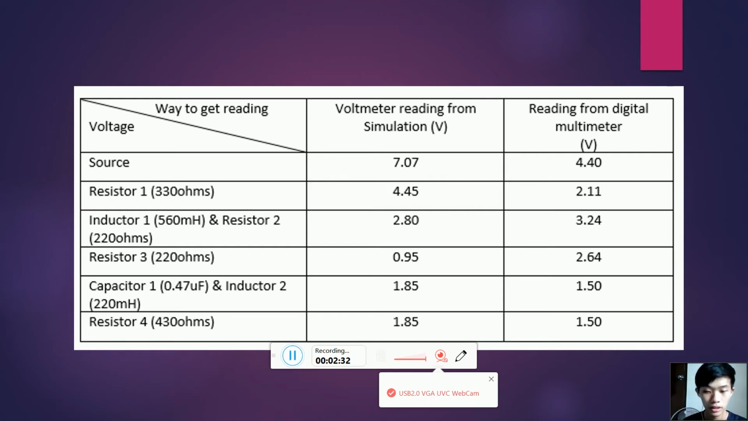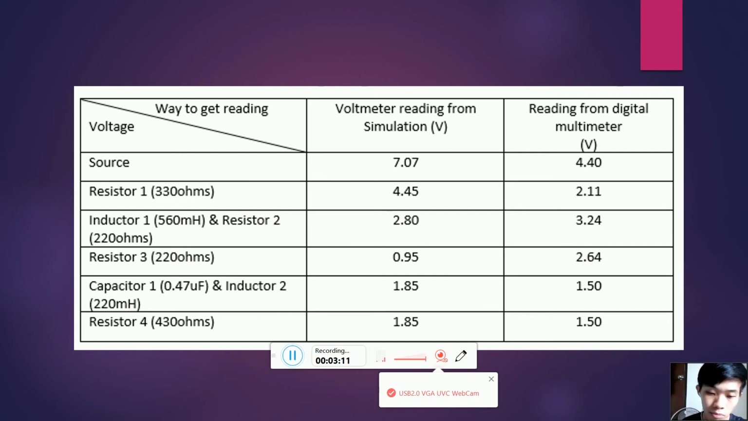Some of the values that differ much from the simulated readings are probably due to the inductors and capacitors. Inductors are components which are able to store energy in the form of a magnetic field. So the nature of both components will easily contribute to the value difference between the simulation and the hardware.